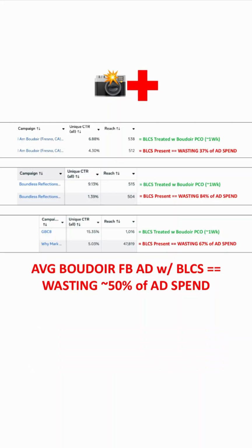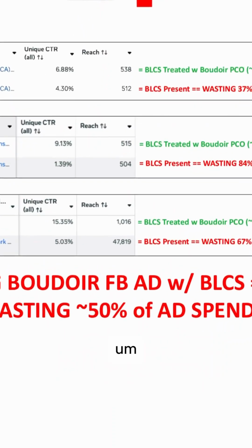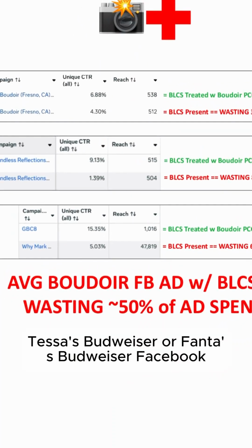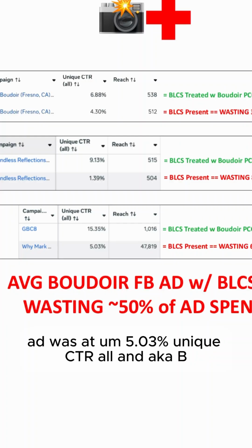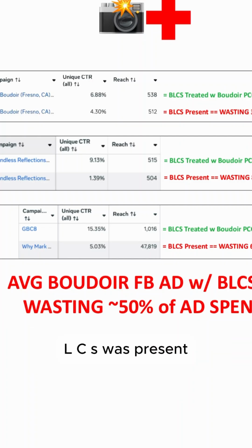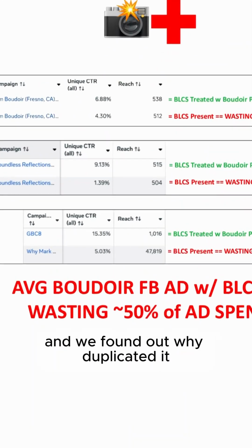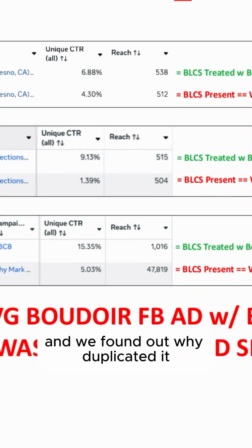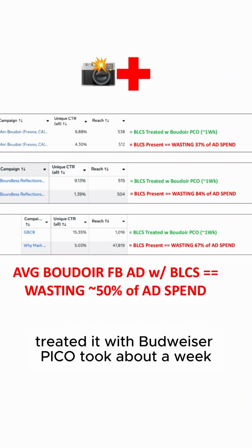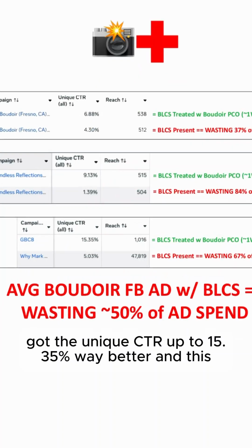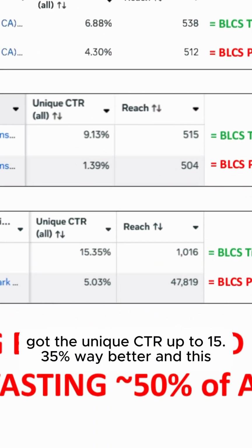Finally, had a patient who found out his Boudoir Facebook ad was at 5.03% unique CTR, and aka BLCS was present because that is under 6%. And I duplicated it, treated it with Boudoir Pico, took about a week, got the unique CTR up to 15.35%, way better.